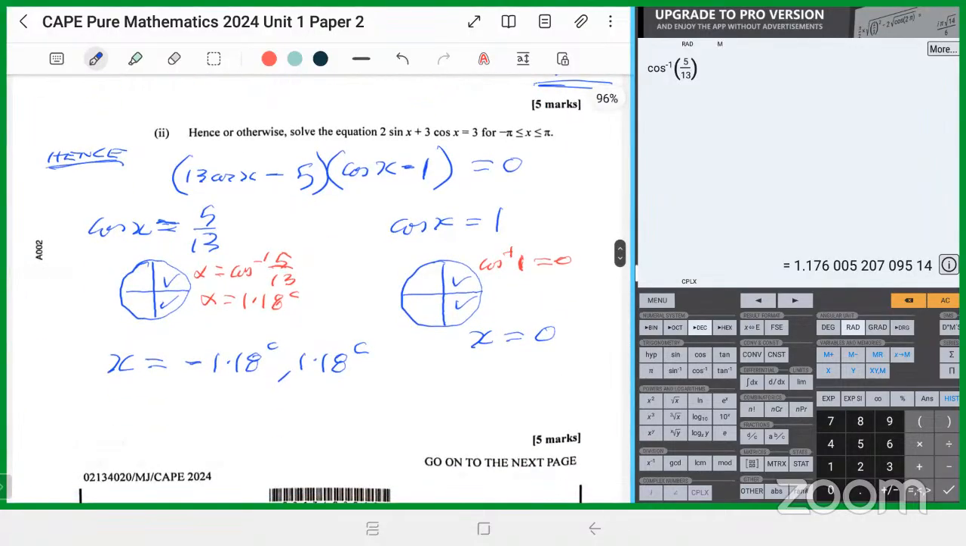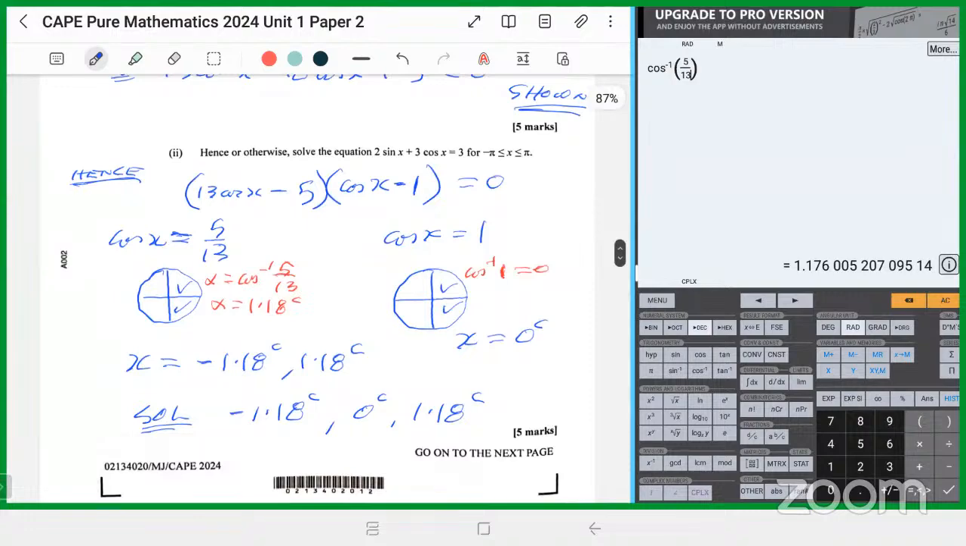So put the values in ascending order on a solution line. It's three values: this negative value, this 0, and this. So put the radians on that. It's negative 1.18 radians, 0 radians, and 1.18 radians. Those are the answers right there. Alright, that is that for that question. Nice and easy. Let's move on.